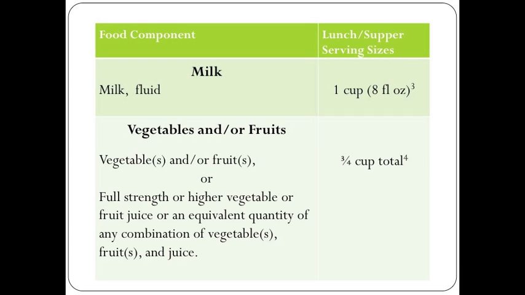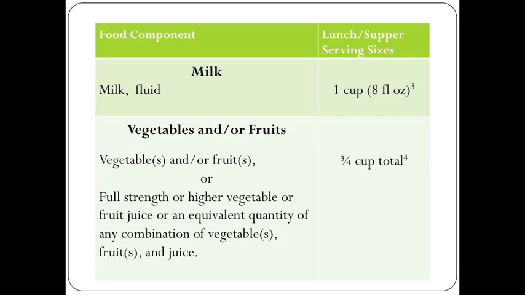Milk must always be served in its fluid state at a minimum of 8 fluid ounces. At lunch and supper, the serving size for vegetables and/or fruits is a total of 3/4 cup. Sponsors must offer 2 different types of fruits and/or vegetables at lunch and supper meals. The total serving size must equal 3/4 cup.